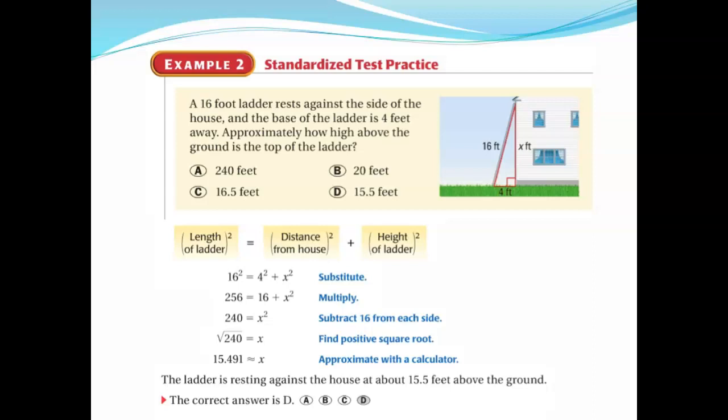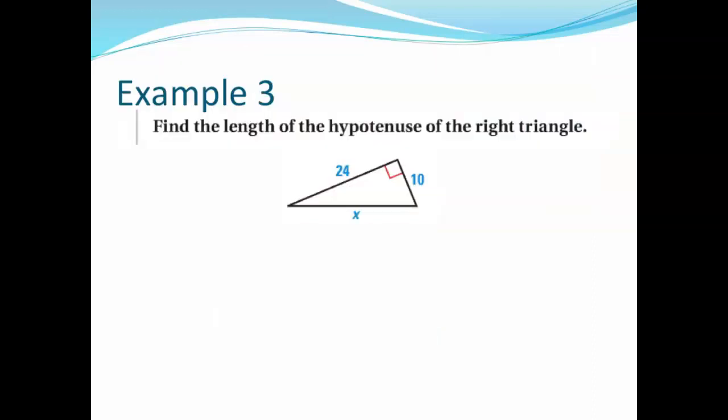Let's look at example 3. Find the length of the hypotenuse of the right triangle. So we have x being the hypotenuse, so x squared equals 24 squared plus 10 squared.